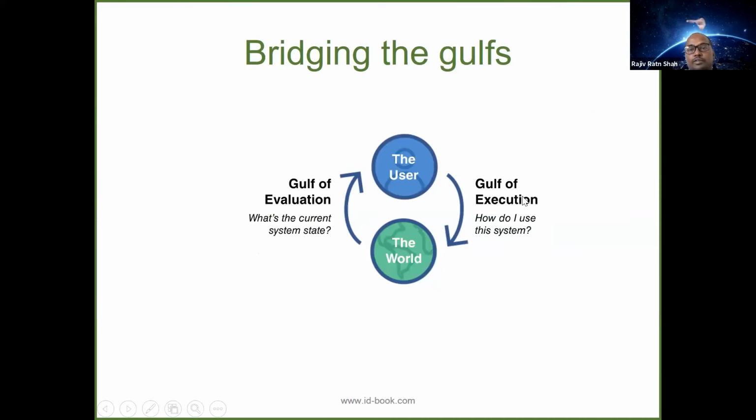So in a way, the gulf of execution is about how do I use this system? How can we provide all that information clearly, without a lot of mental load, to facilitate everything? And the next part is how the current system works. That is about the gulf of evaluation.